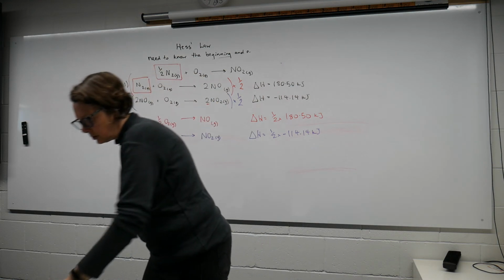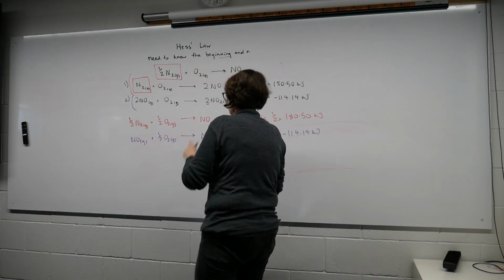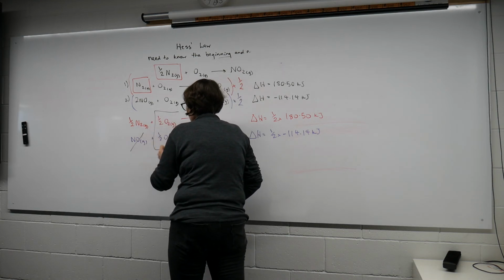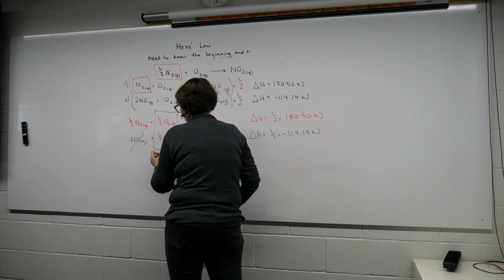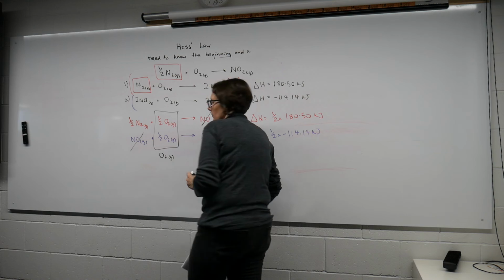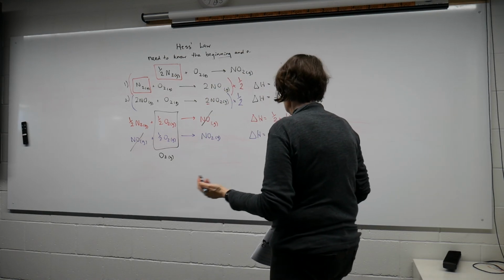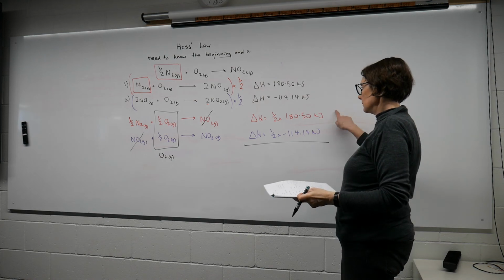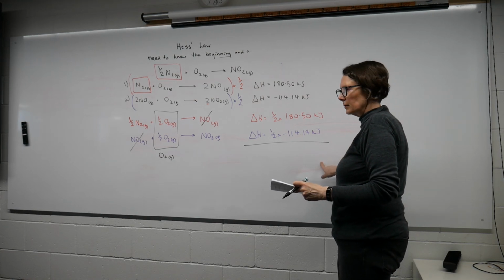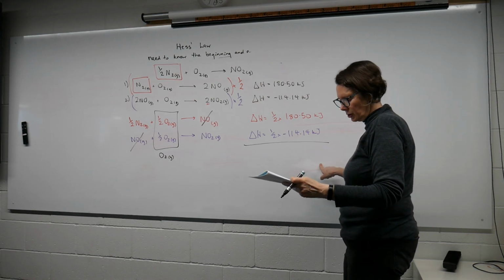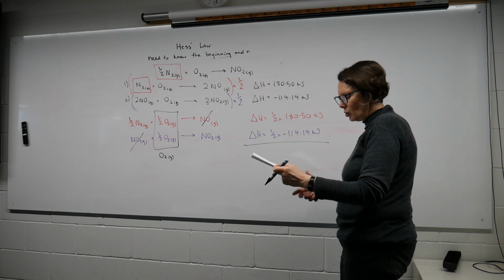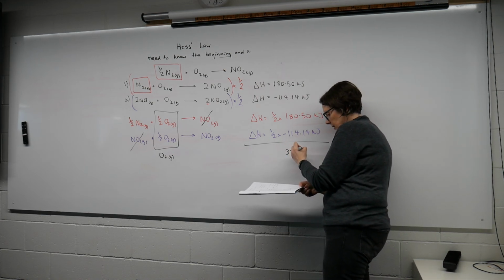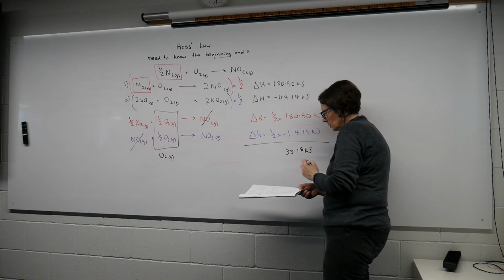And then these cancel out. Our nitrogen monoxide cancel out. And then these add together to give us O2. So that's worked out. And we then just need to add these together to find out the change in enthalpy, which according to the book will give us 33.18 kilojoules.